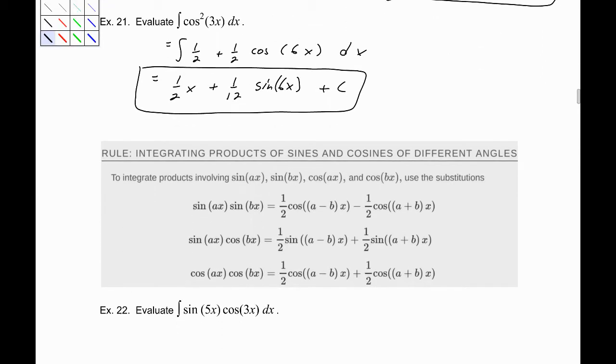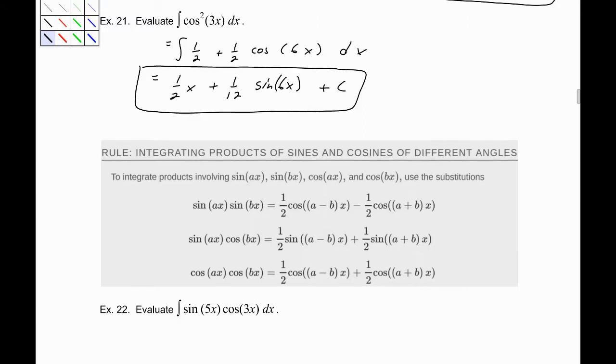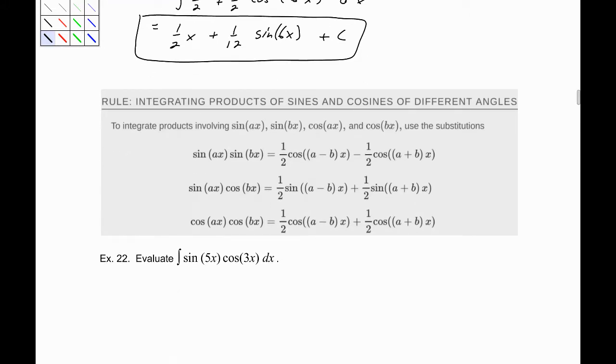Okay, now we have three formulas here that are a rule if you have different angles. We're going to do just a couple of these, but this definitely will come up. So we just need to see which of these apply and then use them. So first, we've got a sine and a cosine, and the sine, the a is 5, and the b, in the cosine, is 3. Okay, so we have a sine times cosine, so that is going to be this second one right here.